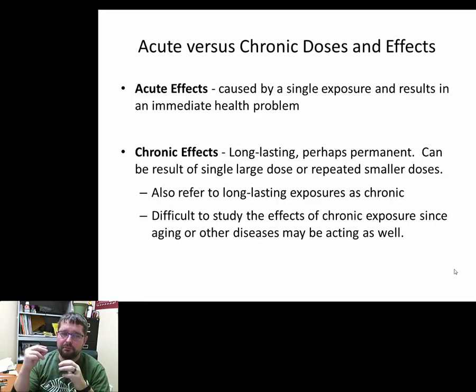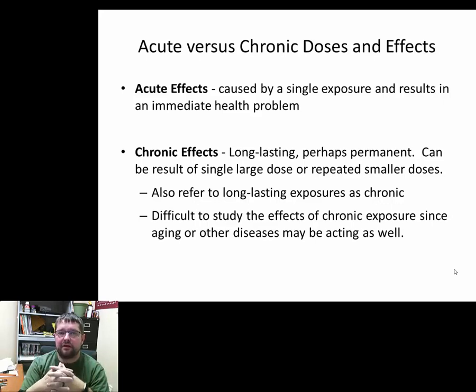Typically, acute effects are immediate health problems. Like, you feel it today, maybe it lasts a lifetime, but it was due to a single exposure. Chronic effects could be that you're exposed to a large dose, and then over your entire life you feel the results from that, or small doses that build up and then eventually cause whatever the effect might be.